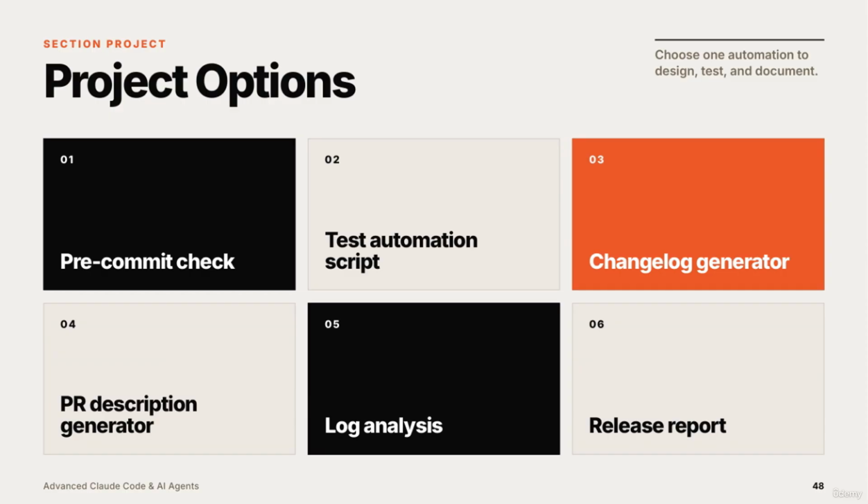Log analysis automates the review of logs to spot issues quickly. The release report option compiles release details efficiently. Finally, advanced Claude Code and AI agents provide more sophisticated automation capabilities. Each option offers a unique benefit, so selecting the right one depends on your project's needs and priorities.